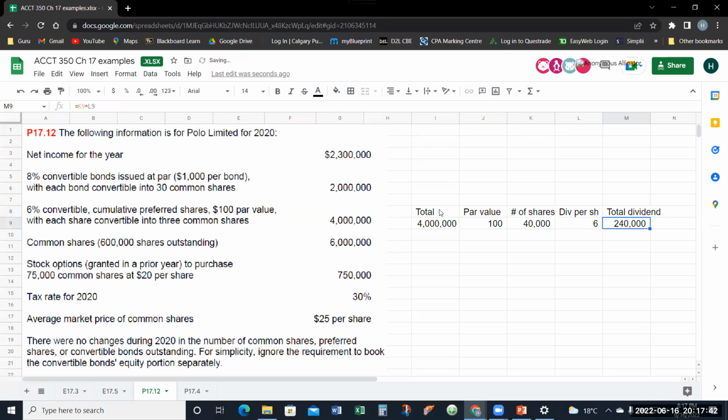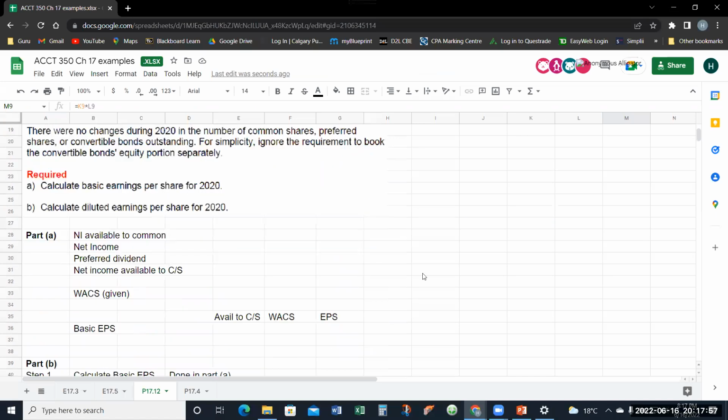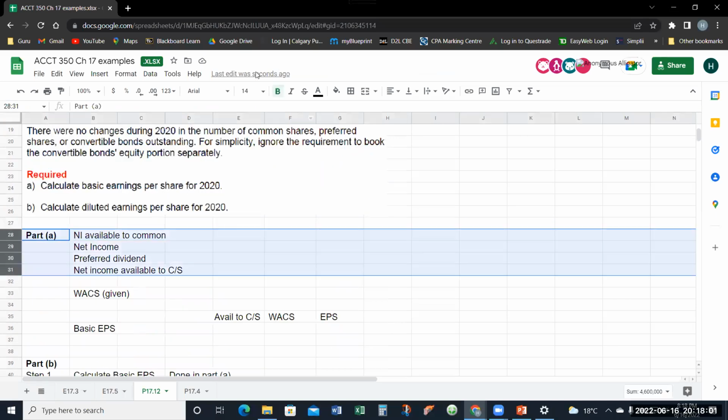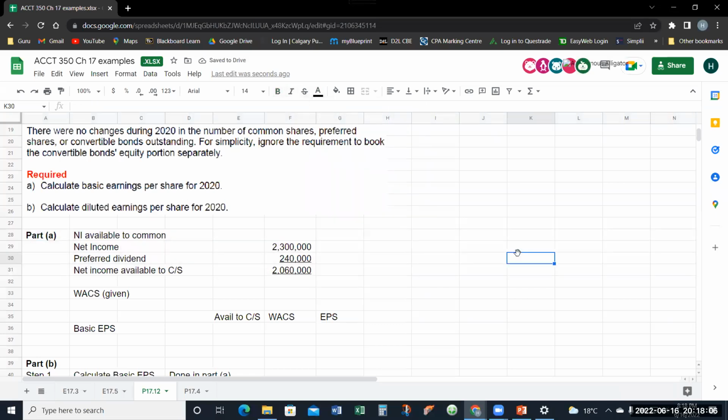Now, I don't care if any dividend was declared or not, because the preferred shares are cumulative. I have to subtract 1 year's dividend from the net income. So net income is 2,300,000. One year's dividend is 240,000. I have to subtract that out to get net income available to common, 2,060,000.